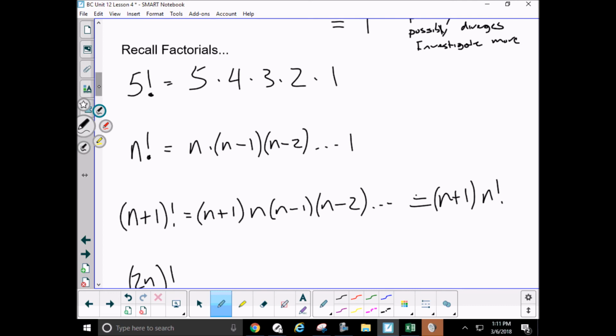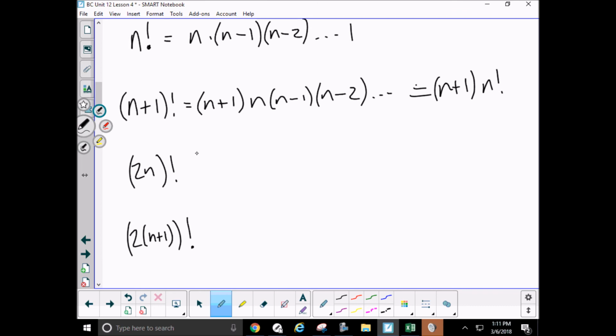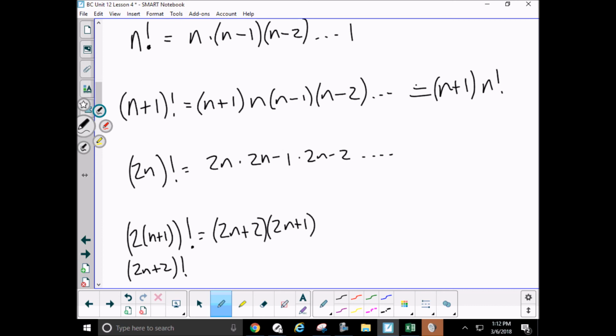If I have 2n, you can write it as 2n times 2n minus 1 times 2n minus 2, all the way down to 1. Well, if I have 2n plus 2 factorial, I'd say, okay, that's 2n plus 2 times 2n plus 1 times 2n plus 0, or 2n times 2n minus 1, 2n minus 2. That's just the same as 2n factorial. So I kind of went straight to this answer here.